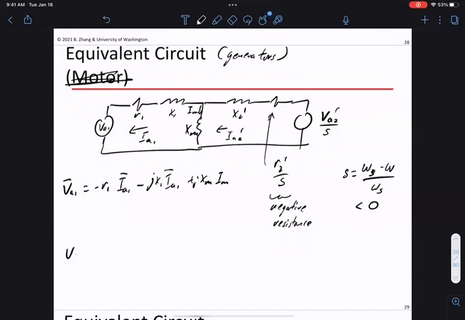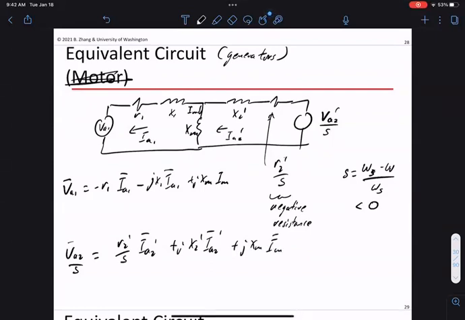Similarly, we can write the VA2 equations. This is V2 over S on the right-hand side, R2 prime over S times IA2 prime, plus JX2 prime IA2 prime. So these are the equations. There will be a typed-up version in the notes later because you can't read the handwriting. But here I just want to go through them to remind you where they come from. It's from basic circuit equations, looking at the voltage and current.